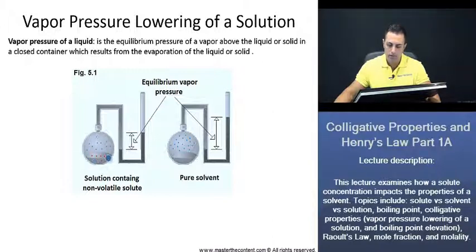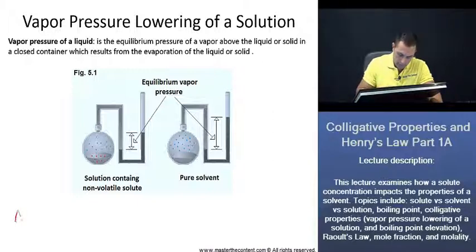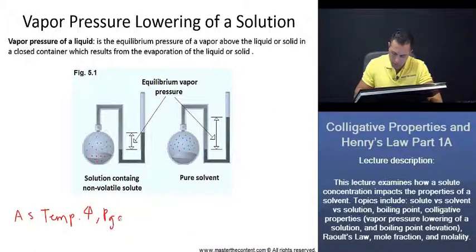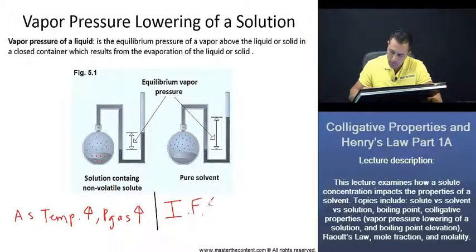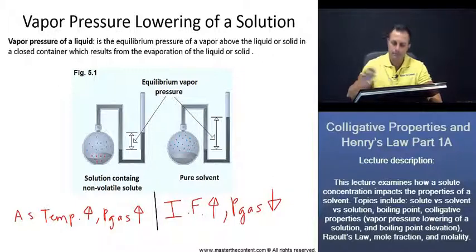Now, what are some factors that we think impact vapor pressure? Firstly, it's temperature. As our temperature increases, the vapor pressure is also going to increase. Secondly, intermolecular forces as well. The stronger the intermolecular force, the less the vapor pressure.